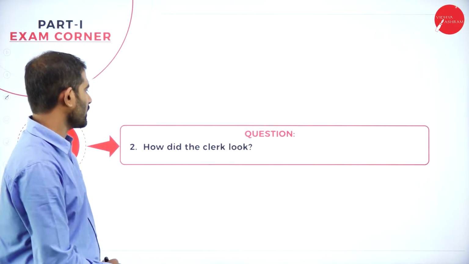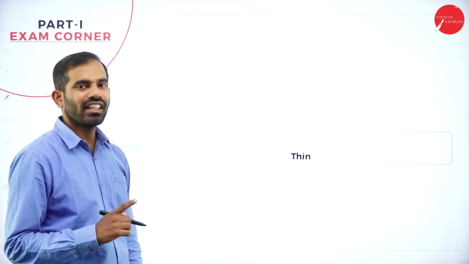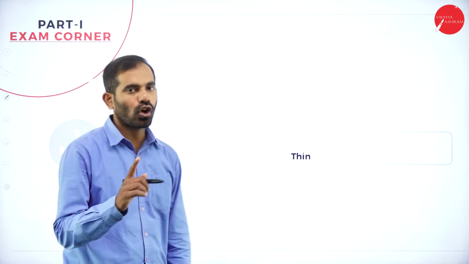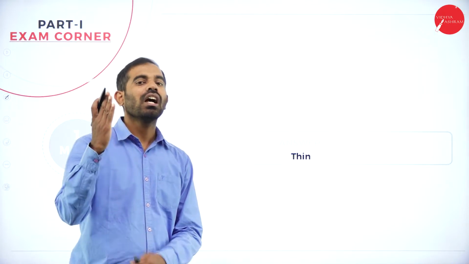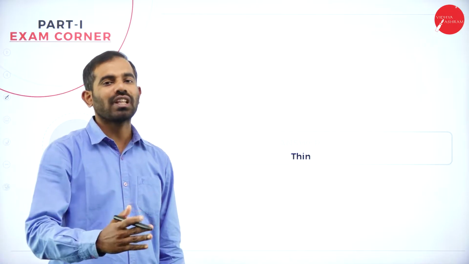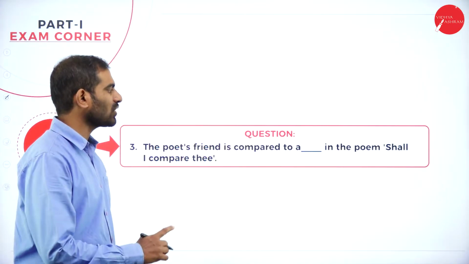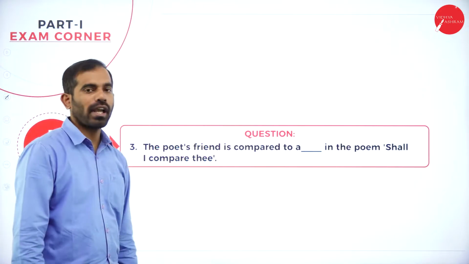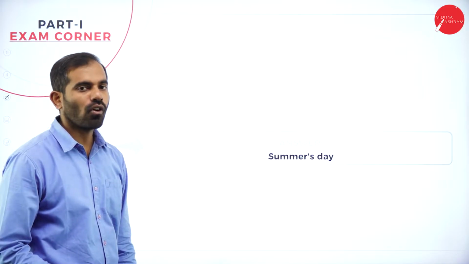The second question is, how did the clerk look? He looked very thin, or as thin as his horse, or even as thin as a rake. A rake is an instrument where it is used to cut the bushes and make way. Third one, the poet's friend is compared to a dash in the poem, shall I compare thee? He is compared to summer's day or summer's morning.